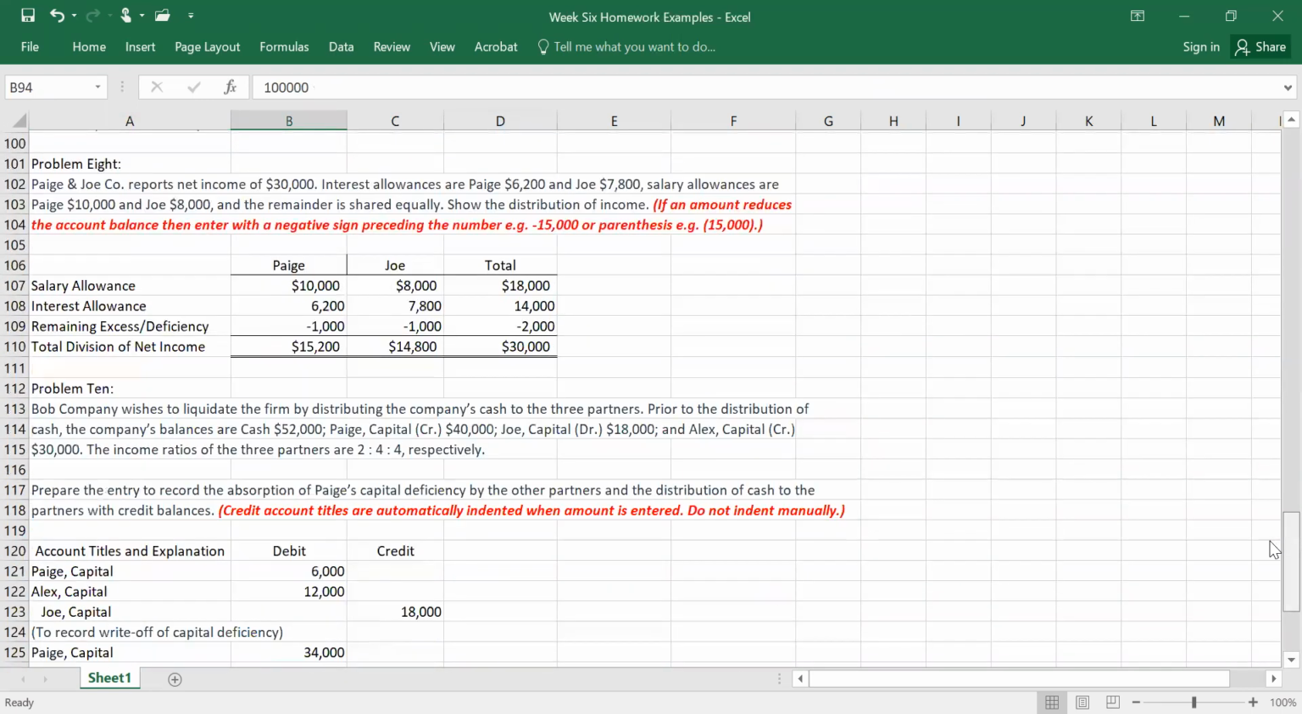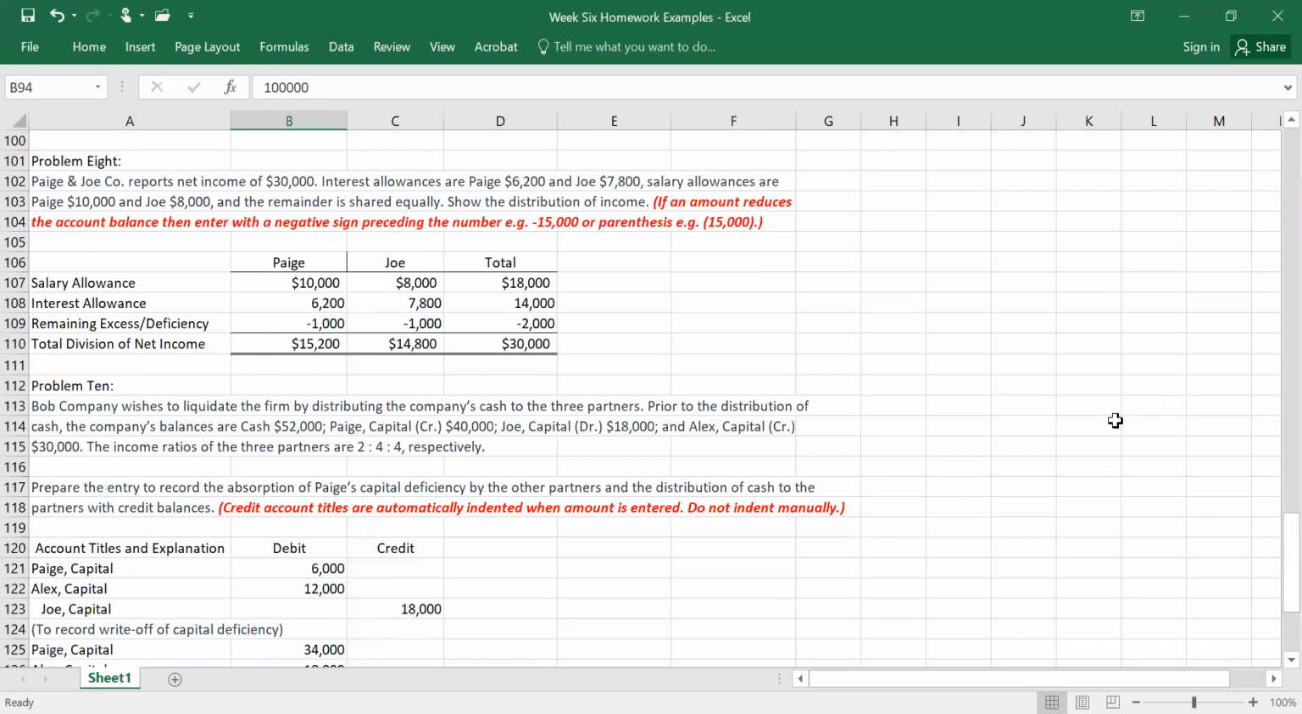Problem 8. Page and Joe Company reports net income of 30,000. Interest allowances are Page 6,200 and Joe 7,800. Salary allowances are Page 10,000 and Joe 8,000, and the remainder is shared equally. Show the distribution of income. So first, if we look at Page, we have the salary allowance of 10,000, which is right here. For Joe, the salary allowance is 8,000. And if we add those two together, that's 18,000.